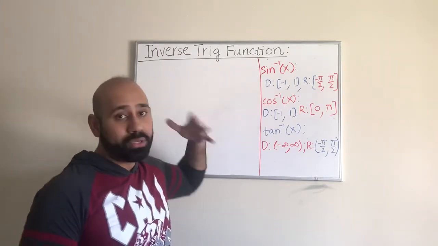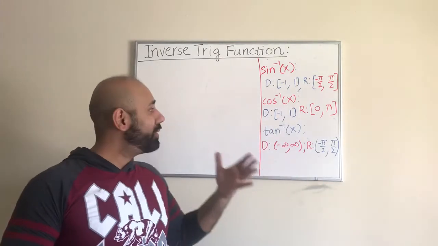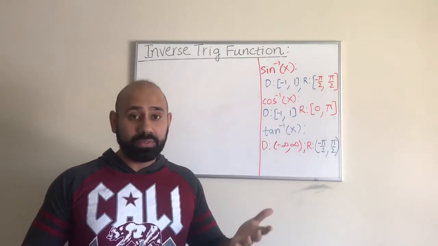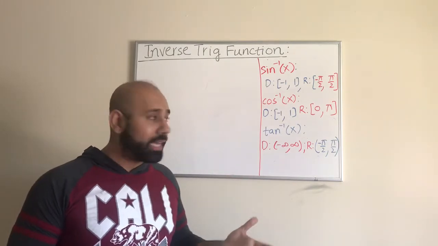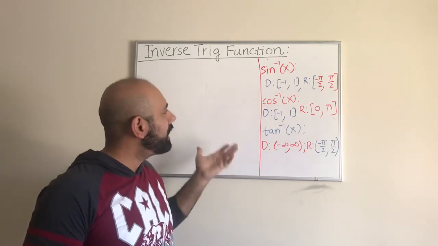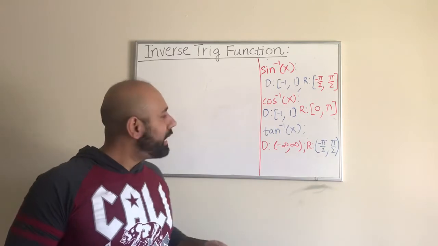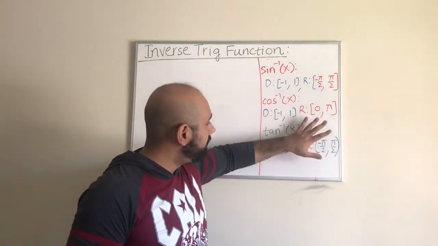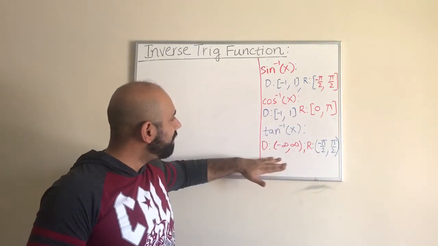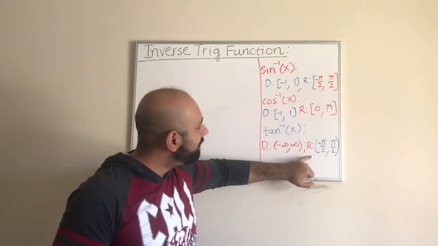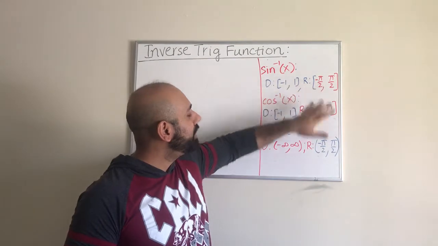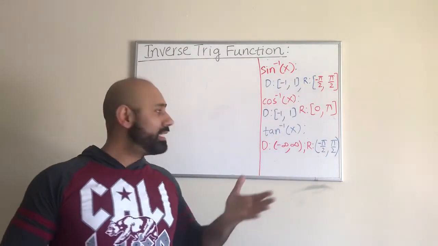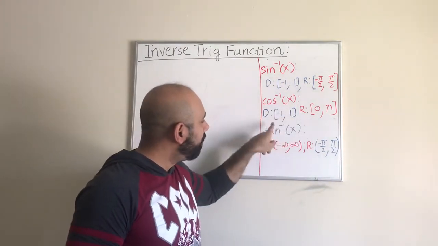Then you can use the same idea, the same concept, to find the inverse of the cosine function and also find the domain and range for that case. The domain for both cosine and sine is going to be the same, but the ranges are different. Then for the tangent, again, the domain is different from the previous two. And the range is almost similar to the range of the sine inverse, but here the endpoints are not included.